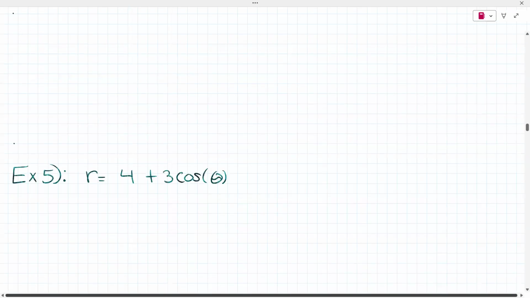Okay, let's look at example 5. We have r equals 4 plus 3 cosine theta. Our a is 4 and my b is 3. So a over b is 4/3, and that is greater than 1. So it would look something like a bean.